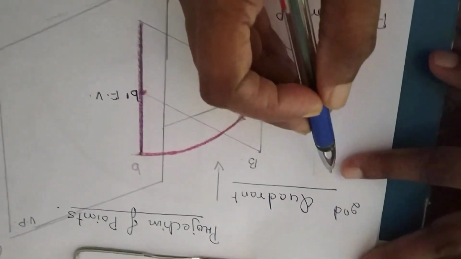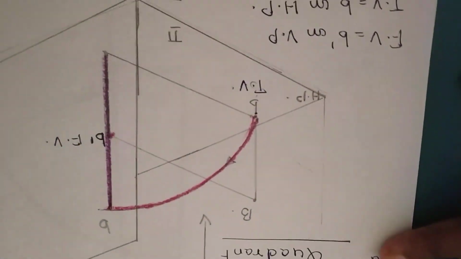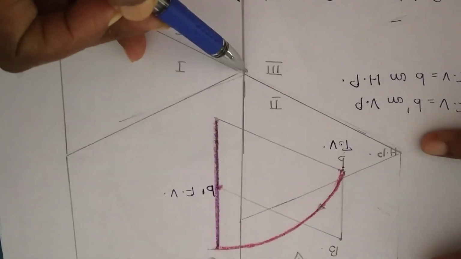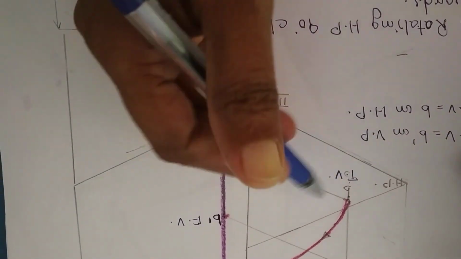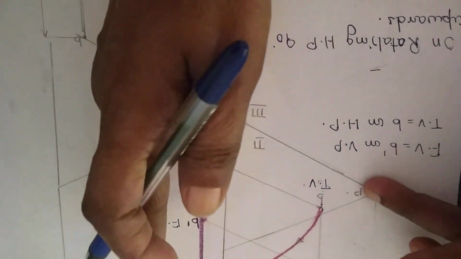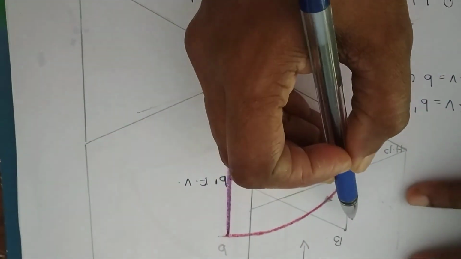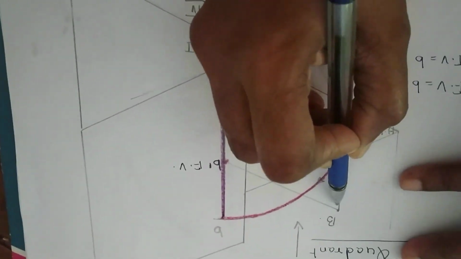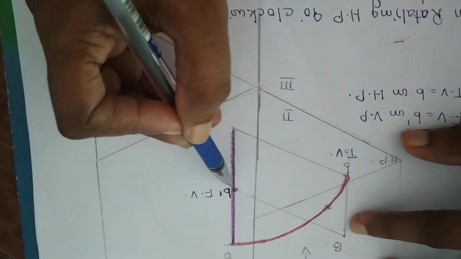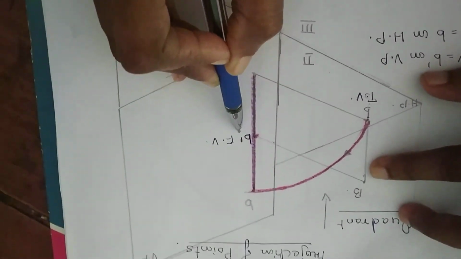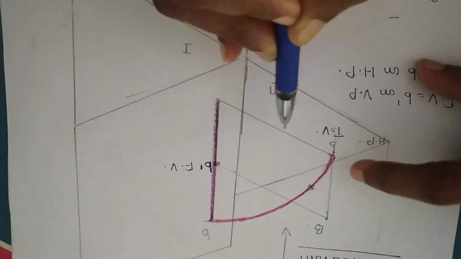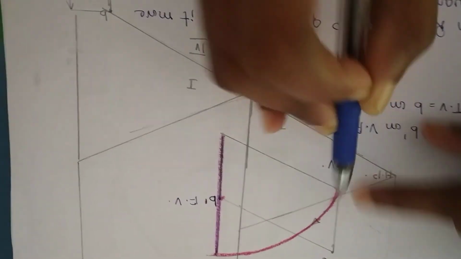Now I would like to explain one more thing about your second quadrant. So this is a point. So this is my second quadrant. The point in the second quadrant will be represented as above HP, behind VP. So this is my point B. Above HP, behind VP. The front view is obtained on the VP plane as B dash. The top view is obtained on the HP plane as B.